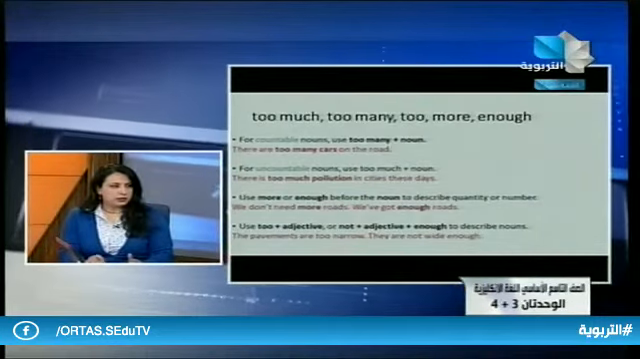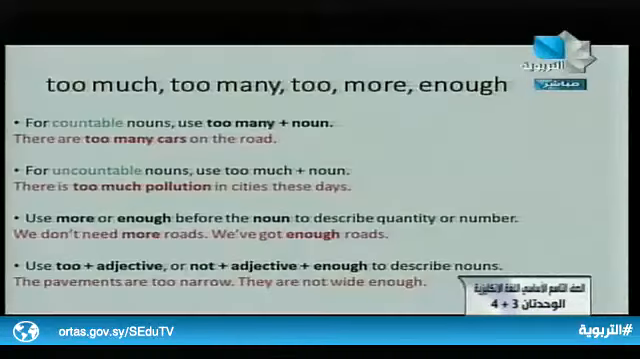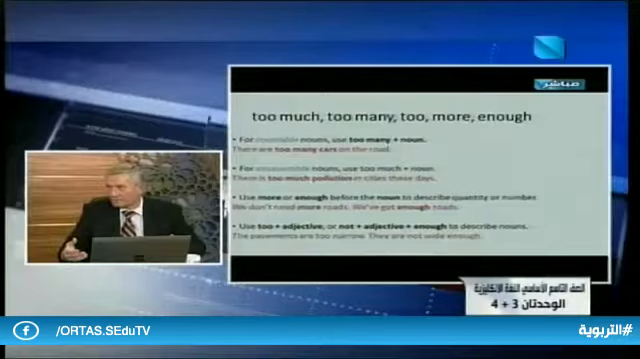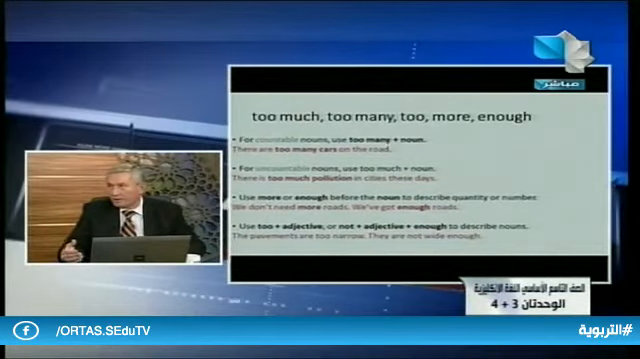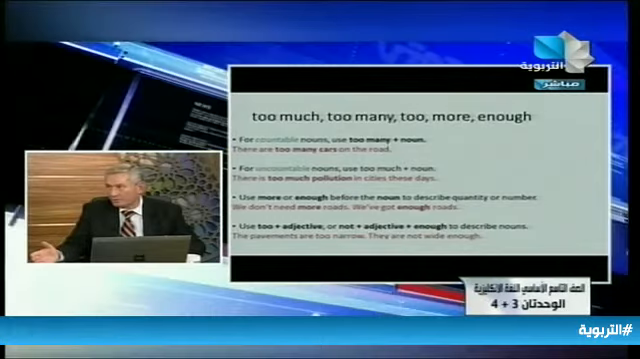Too much and too many are used with nouns. And here we have to differentiate: are these nouns countable or uncountable? Countable nouns, to make it simpler, means we can count them. They have numbers: 1, 2, 3, 4.